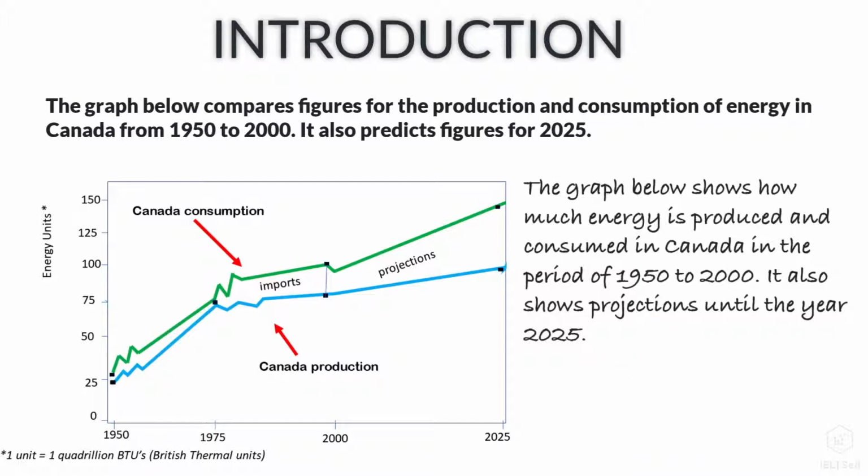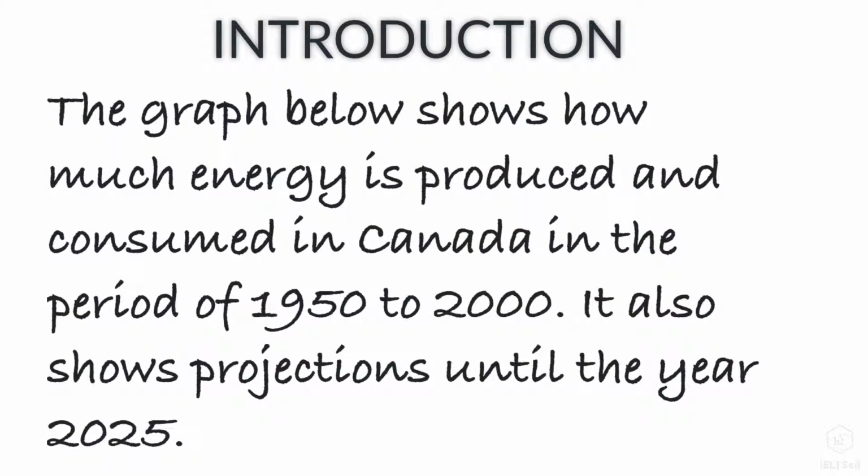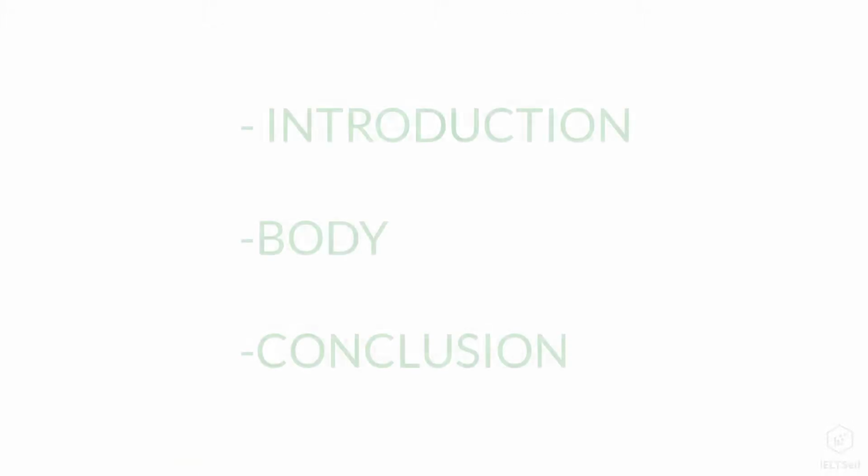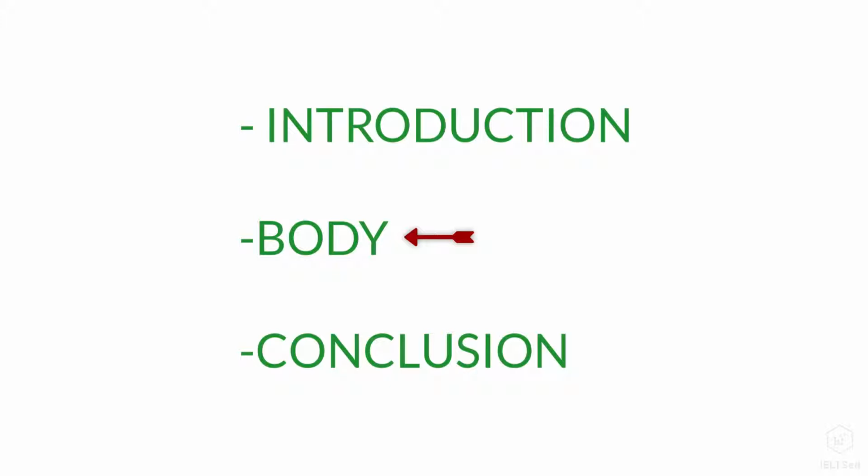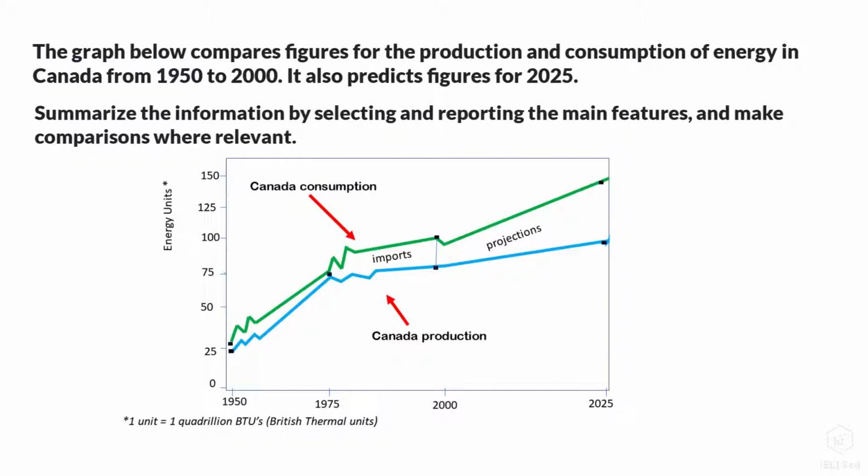So, here's the new introduction. The graph below shows how much energy is produced and consumed in Canada in the period of 1950 to 2000. It also shows projections until the year 2025. Voila, the introduction is now complete. Now, let's look at how to write the body. There are a few ways how we can write the body for this writing task 1 essay.